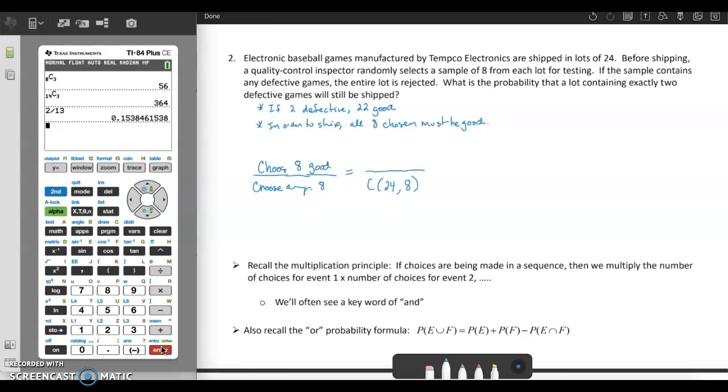But for the numerator, we have to make sure we're choosing 8 good ones. And how many good ones are there? There are 22 good games in this particular lot, because we know 2 of them are actually bad. So out of the 22 good ones, we're going to choose 8 of those. Okay, so I'm going to do my 22 choose 8 for the numerator, and that is 319,770 over, I need to do a 24 choose 8 on the bottom, and that is 735,471.